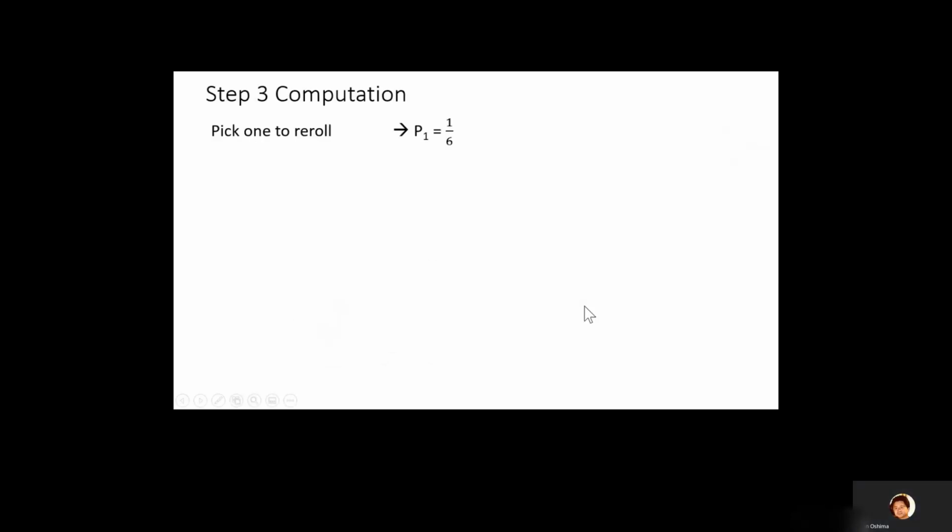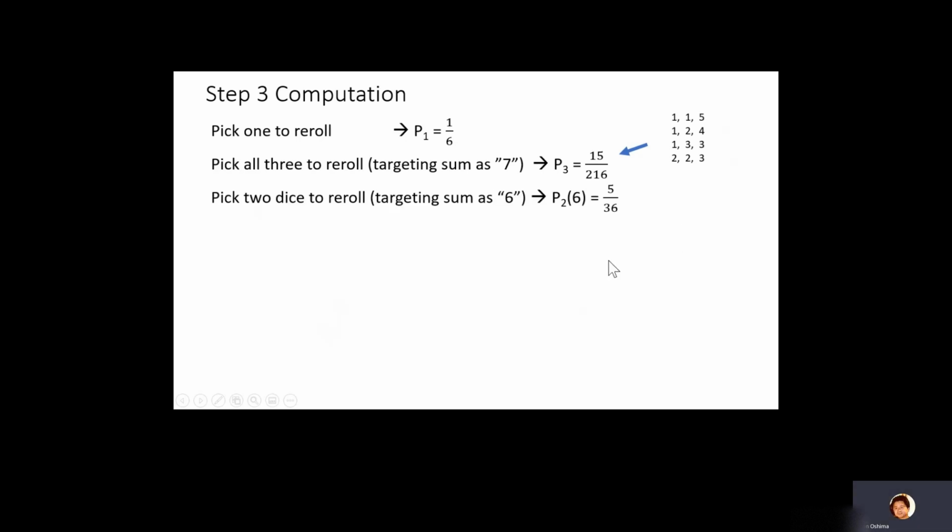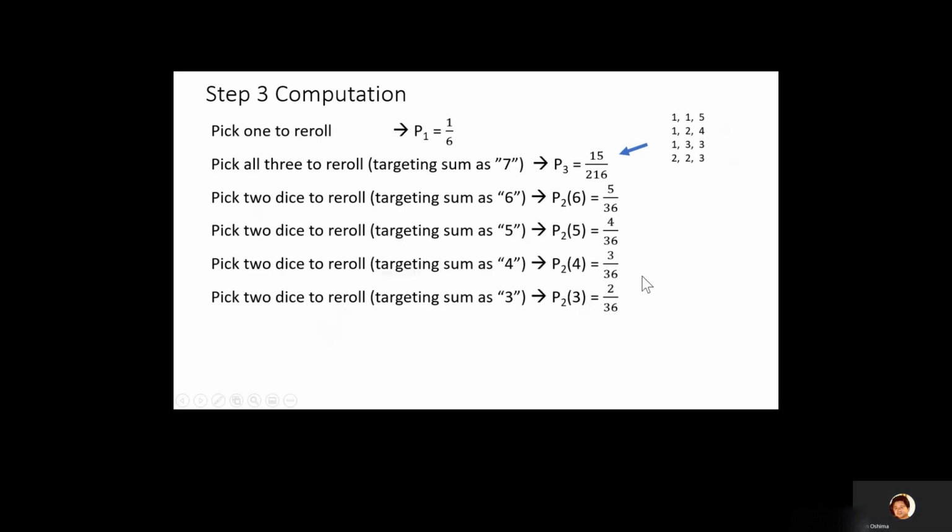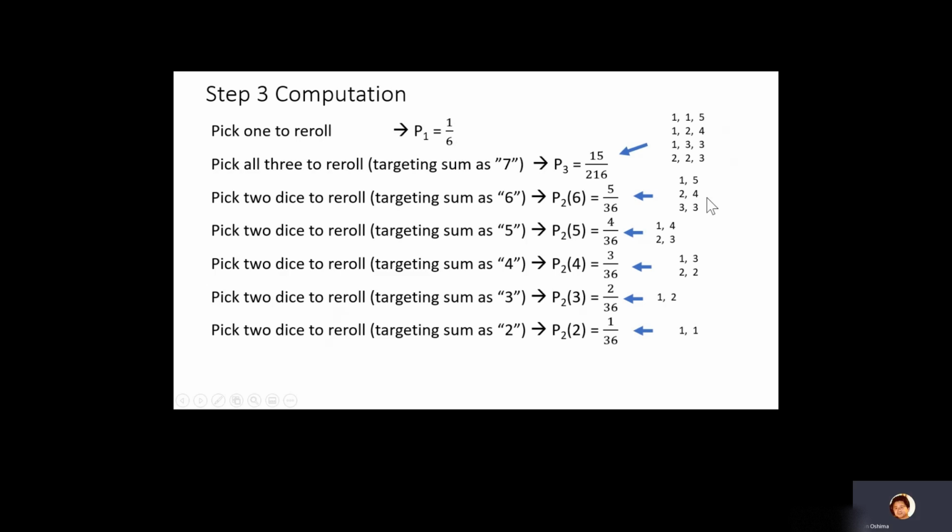Let's compute. Pick 1 to reroll, P1 equals 1 out of 6. Pick all 3 to reroll, P3 equals 15 out of 216, because there are 4 different number combinations that can lead to P3. Keep in mind, we are doing permutation rather than combination here because there are 3 dice. Pick 2 dice to reroll. If the targeting sum is 6, P2(6) will be 5 out of 36, and so on. You can look at the different number combinations here at the right side.